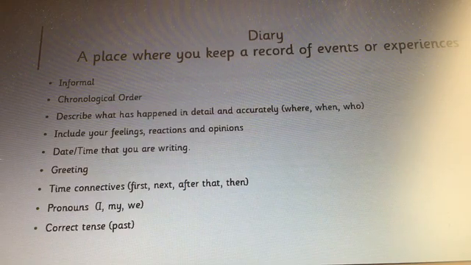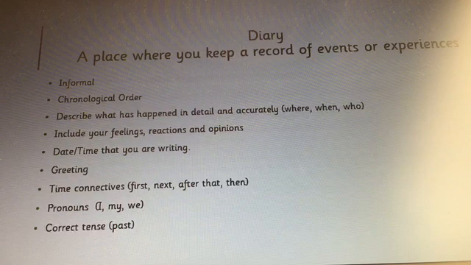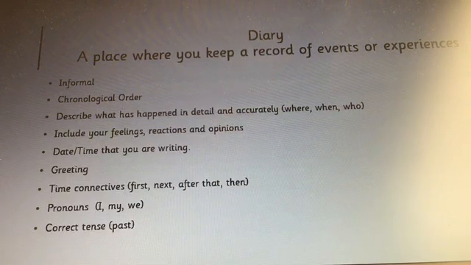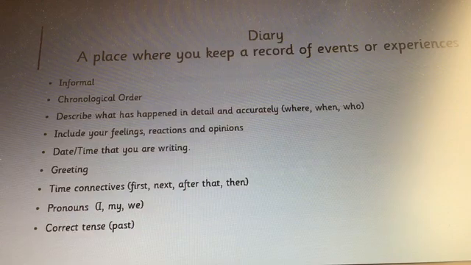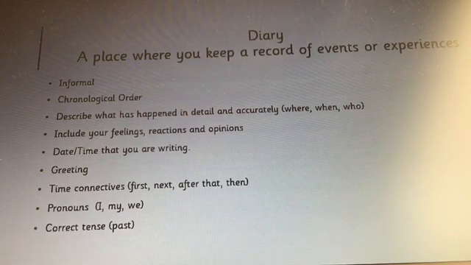Use pronouns, for example, I, my, and we. And finally, use the correct tense. Diaries are almost always written in the past tense. However, if in your diary you're talking about how you are currently feeling, for example, I feel so sad, I still feel so sad, then in that case, of course, the present tense is okay. And also, you might want to talk about what you're going to do tomorrow. So in that case, you'd use the future tense. But for most of the time, you're writing about what has already happened. So in that case, you would use the past tense.